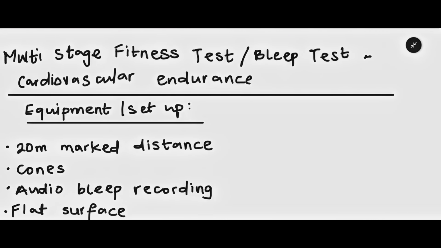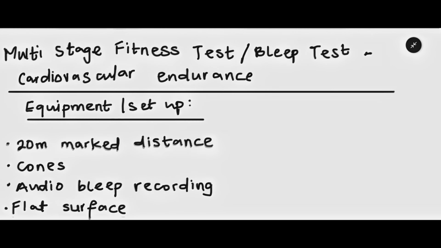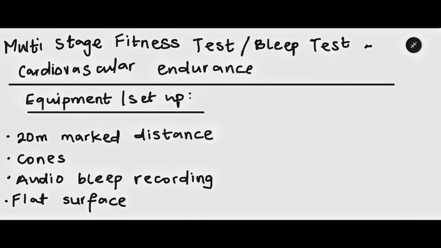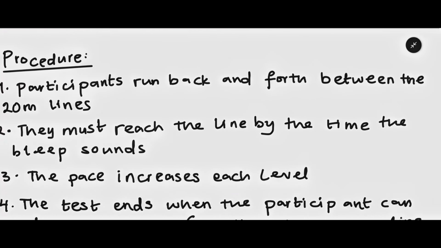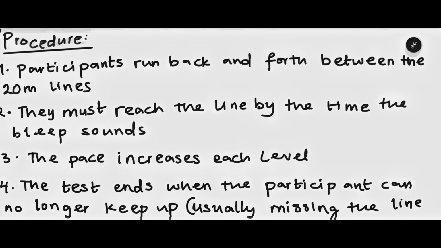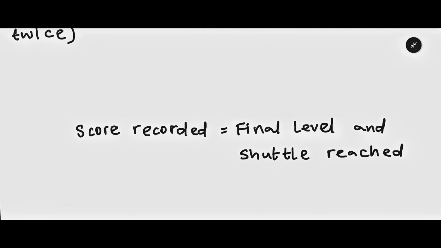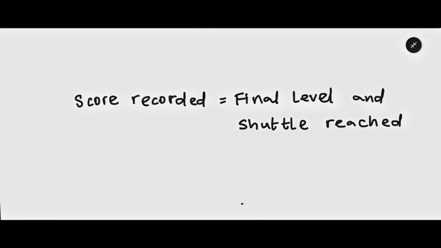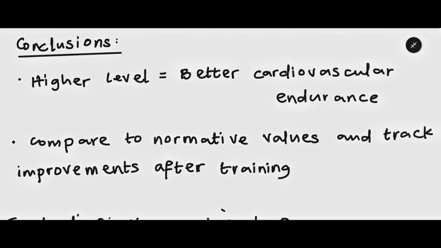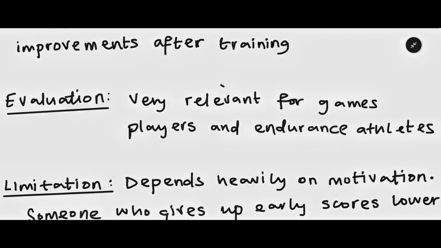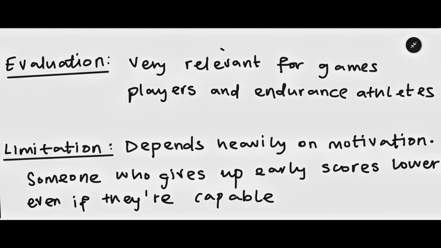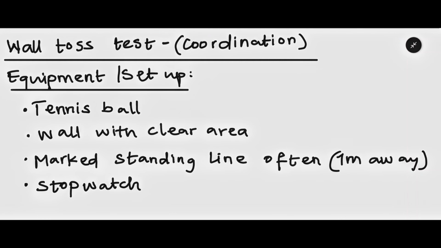Next, we have the bleep test or multi-stage fitness test, which is measuring cardiovascular endurance. Again, equipment setup, as you can see on the screen, and then the procedure, as you can see here. The score recorded is the final level and the shuttle reached. And then we have the conclusion, evaluation, and limitation.